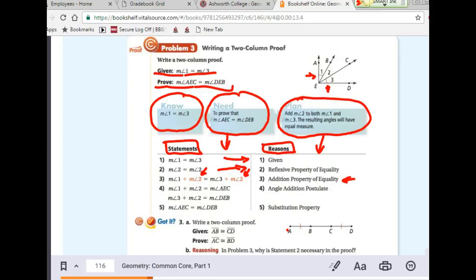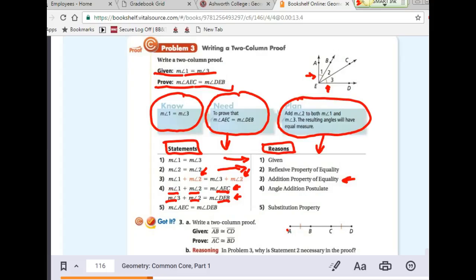Now that I have statement 3, which says the measure of angle 1 and 2 together is equal to the measure of angle 2 and 3 together, if I look carefully at my picture, I find that the measure of angle 1 and 2 is really AEC, and the measure of angle 2 and 3 together is really angle DEB. That is simply called the angle addition postulate. If you add two smaller angles together, you get the one bigger angle. I did the same for both of those, so it's really the same reason.